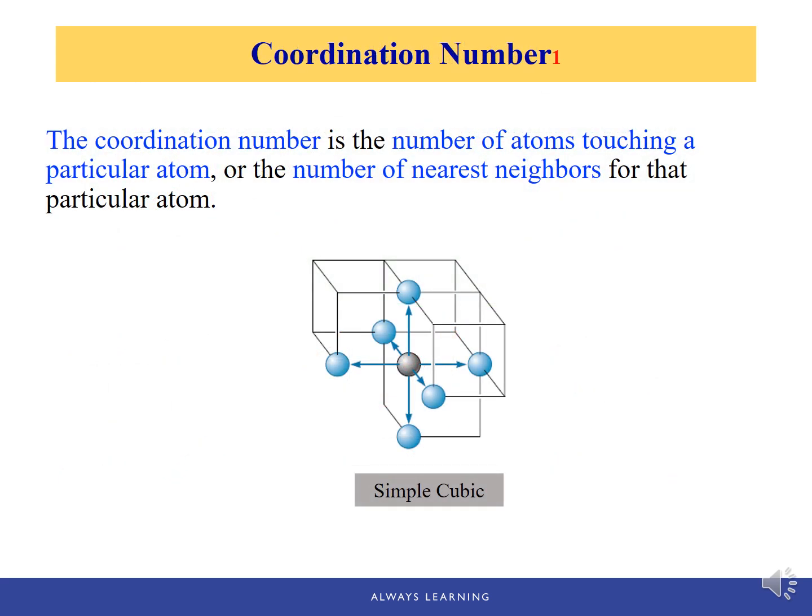A characteristic of the crystal structure is the coordination number, which is the number of atoms touching a particular atom, or the number of nearest neighbors for that particular atom. Take simple cubic as an example. To find the coordination number, we can pick any arbitrary atom, like this gray atom, and then count how many atoms are in touch with it. Looking at the neighboring unit cells, we find a total of 6 atoms in touch with this gray atom, and they are its nearest neighbors. So the coordination number for simple cubic is 6.